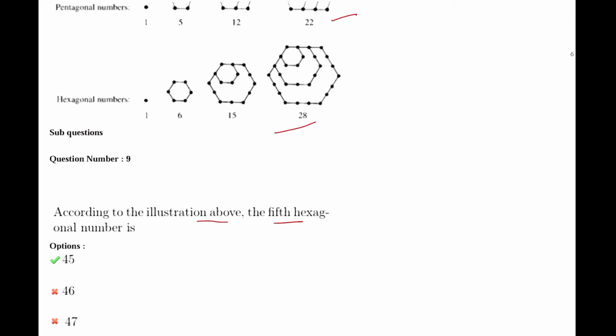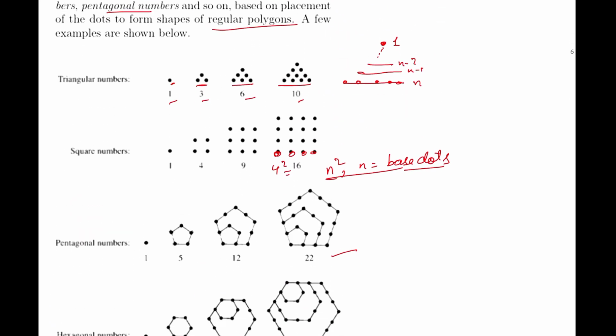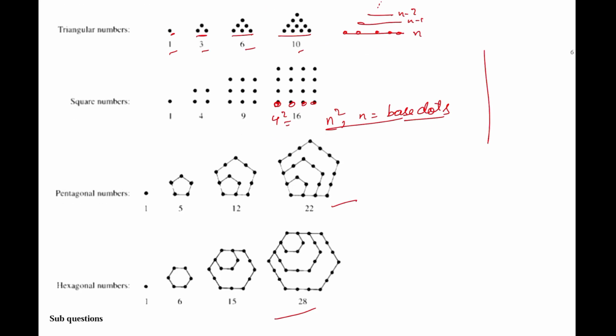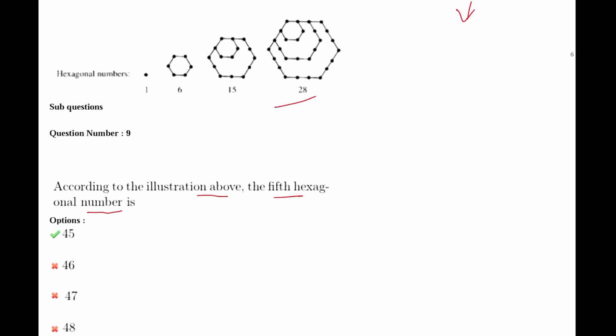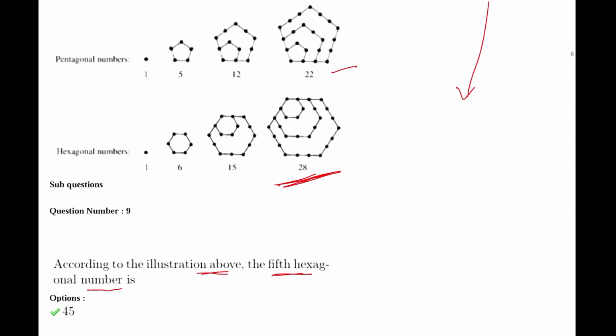According to the illustration above, fifth hexagonal number is, so instead of going through everything, just see what I am doing. I did not bother about each and everything, just directly go to the question which says what is the fifth hexagonal number. So let's focus on this right now. You just need to see the pattern. What you need to see is the pattern. So there was 1 here, then they added extra 5, so it becomes 6. Then this whole 6 is actually here, right? Plus they added 9 dots and it became 15. Then this whole hexagon is here, you see here.